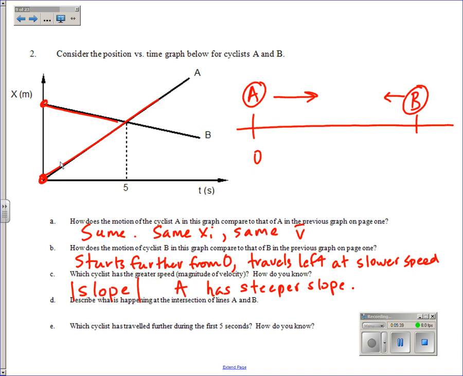Describe what is happening at the intersection of lines A and B. Well, here at 5 seconds, A and B either crash into each other or pass each other, and they're traveling in a straight line on a straight road, and at 5 seconds would be where they pass each other. So they pass, but they're moving in opposite directions.